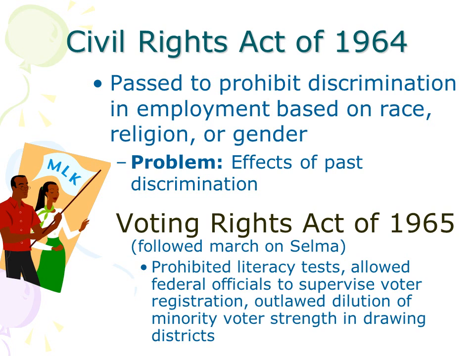of 1965, again enacted by Congress, and what this did is it prohibited literacy tests, allowed federal officials to supervise voter registration, outlawed dilution of minority voter strength in drawing districts, and really gave some teeth to that 15th Amendment that says that black folks could vote, because we really wanted to combat the black codes that were going on at the time, and particularly around voting. And so that's what the Voting Rights Act of 1965 did.